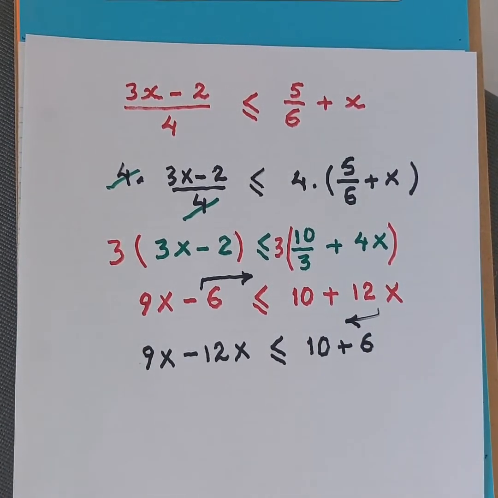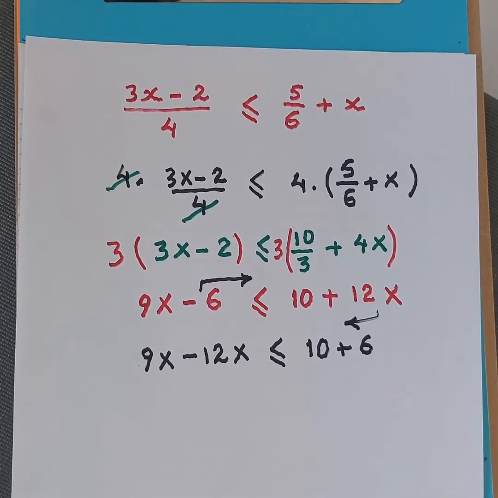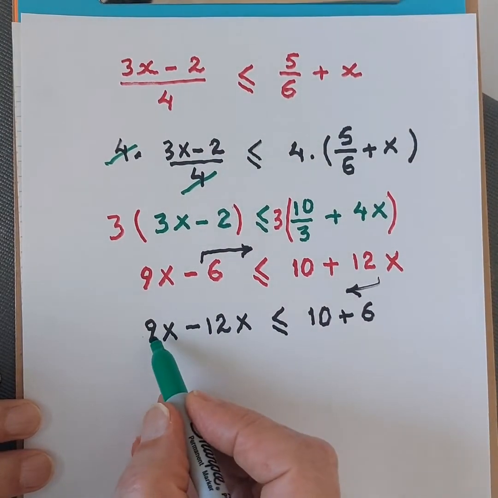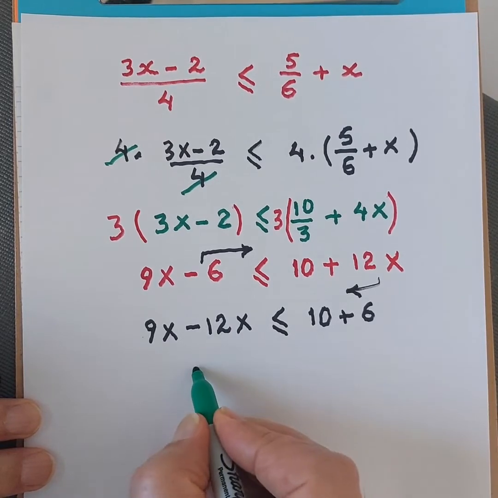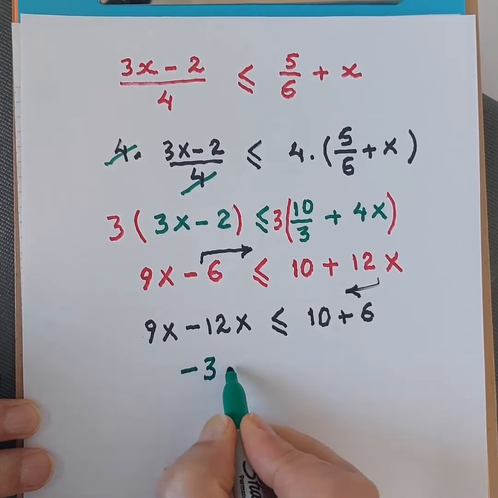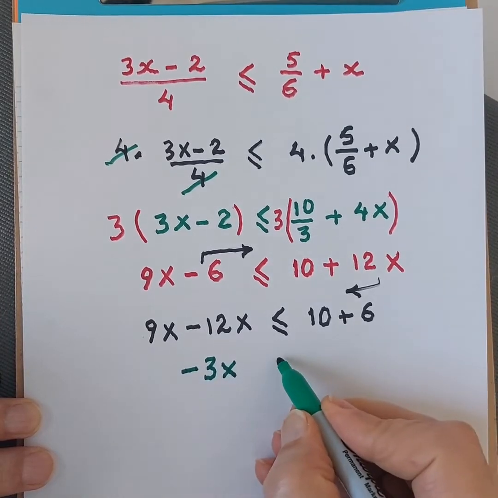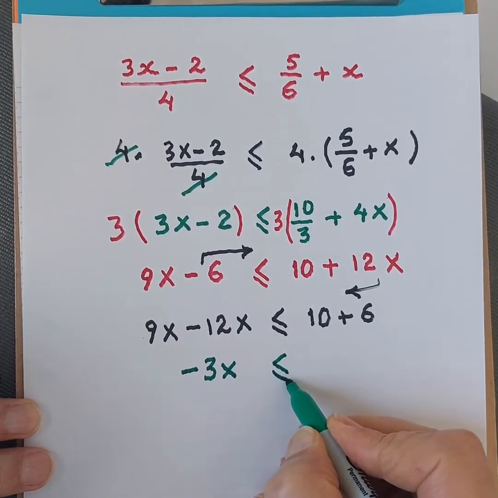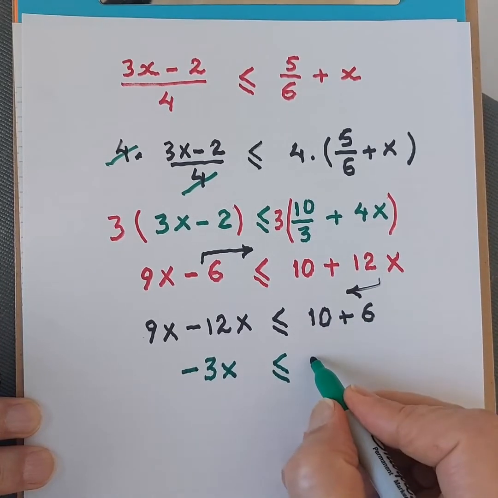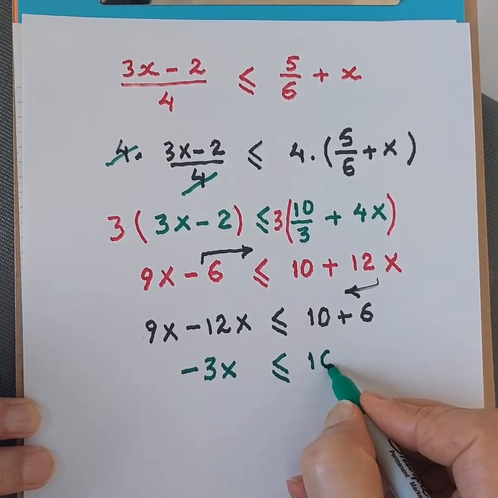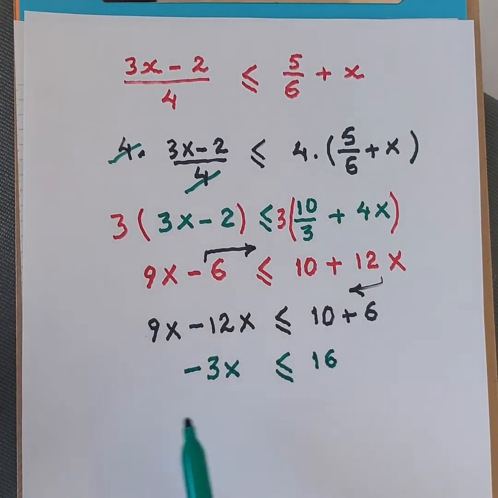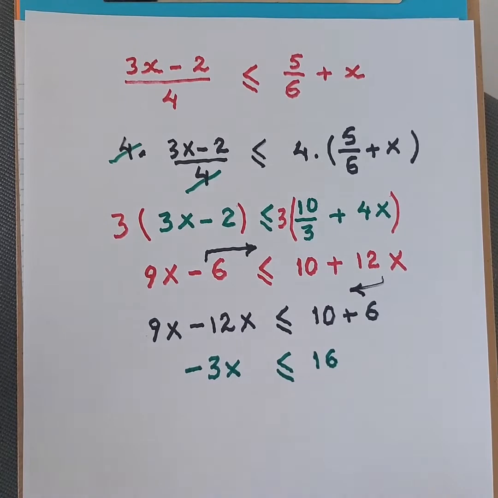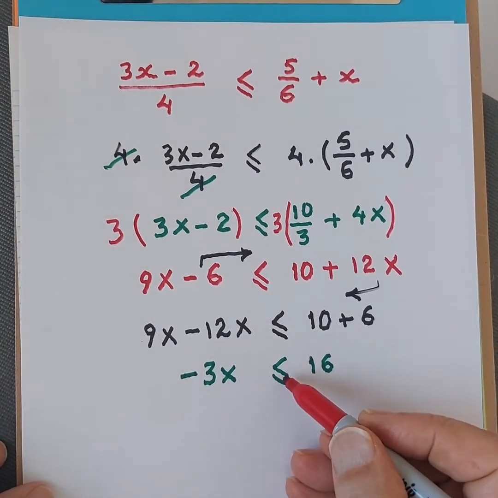Now it's easy to find the result from this step. So the result, 9x in positive, 12x in negative, the result is negative 3x is less than or equal 10 plus 6, that means 16. Now we will get rid of negative 3 here by making division on negative 3. When you make division, we need to change the sign of the inequality.